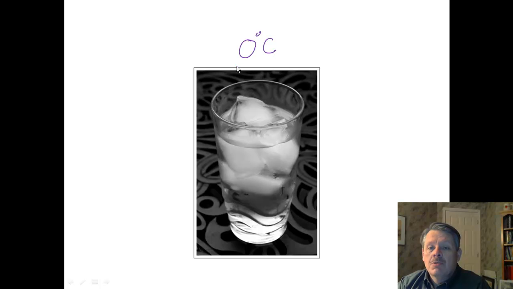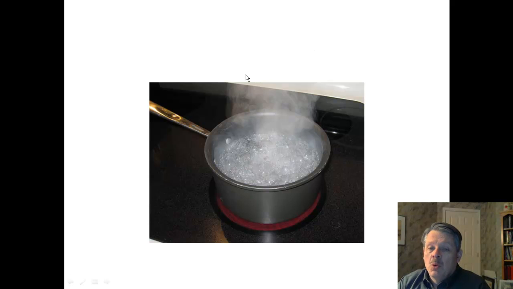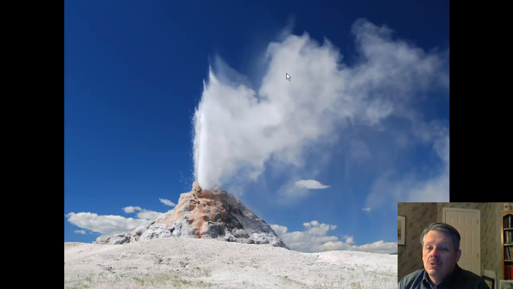Anyway, all right, so we know that the temperature of a glass of ice water is going to be 0 degrees Celsius. Again, we're talking at 1 atmosphere pressure, because that is the temperature at which ice melts or water freezes. Glass of water, no idea what temperature. It's somewhere between 0 to 100, but we don't know where it is. And boiling water, we know that that's 100 degrees Celsius. But a geyser, we have absolutely no idea.